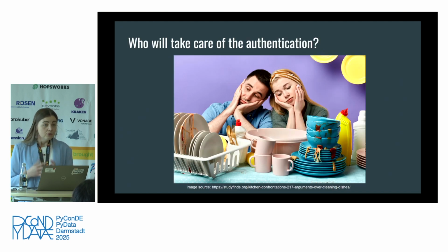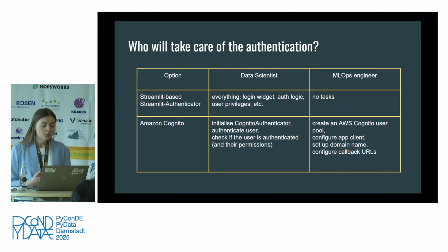Also authentication. It's kind of a boring type of task that should be done, and it's a big question who should take care of it. One way is to hand it over to data scientists, but they need to build everything: the login widget, the logic of authentication, privileges, everything. And the MLOps engineer just doesn't care what's going on inside your Streamlit. But since we are running, for example, on AWS, you have a service like Cognito, and here we have a split of tasks.